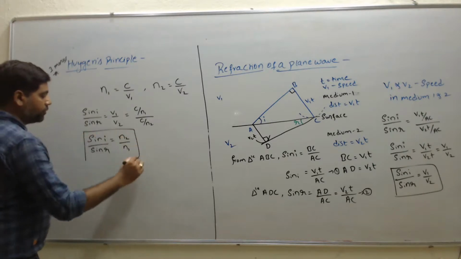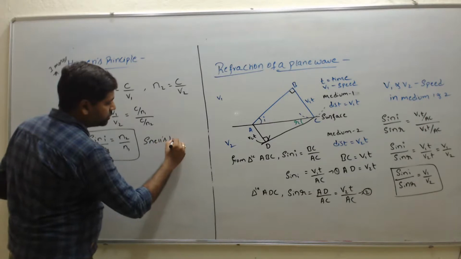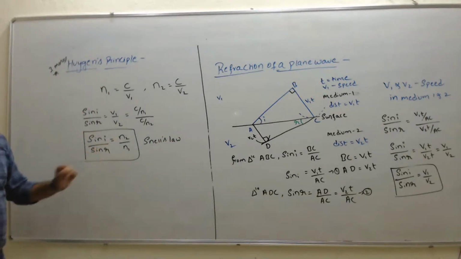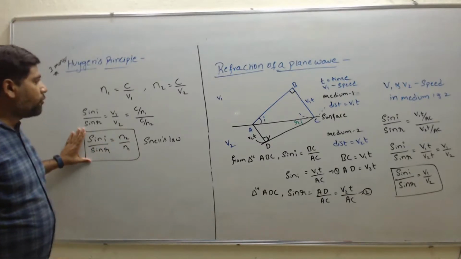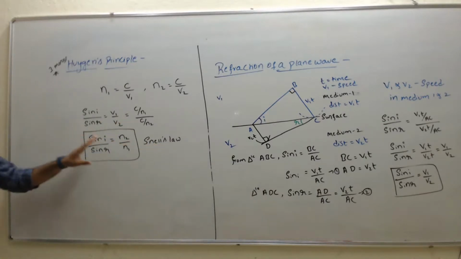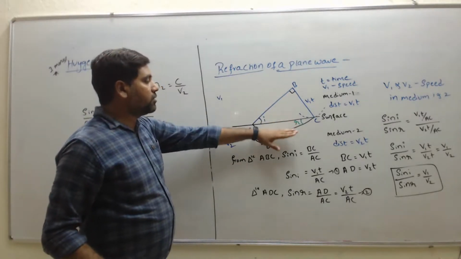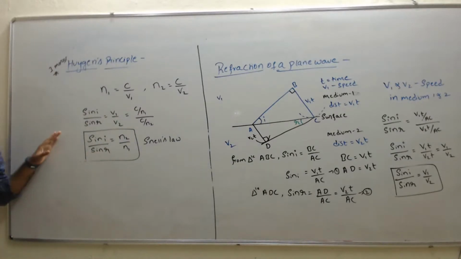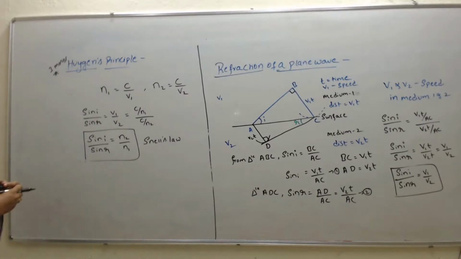So this is Snell's law. So sin I by sin R is equal to N2 divided by N1, right? So this is the law of refraction, that is Snell's law. So we proved Snell's law by using the plane wave. When it strikes the surface, we get sin I divided by sin R equals N2 divided by N1, right? Next.